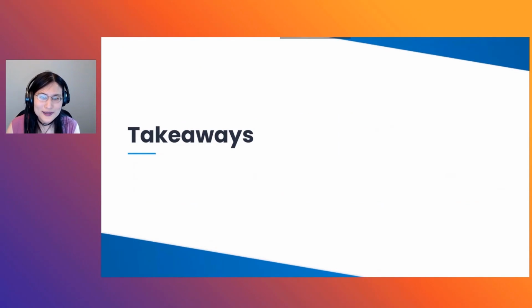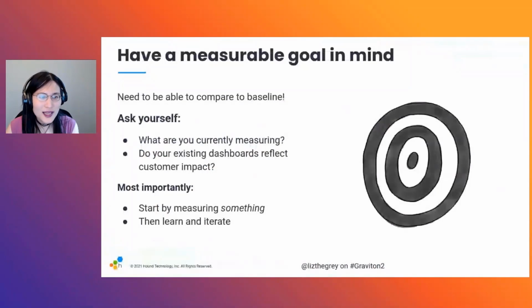So what are the takeaways for you as someone who's contemplating running Graviton2? Have a measurable goal in mind, right? You need to be able to benchmark against a baseline. You need to understand what you are measuring, and not just CPU percentage, right? But actually, what's your end user visible latency and what is your cost? Do your existing dashboards reflect customer impact, or are they just CPU dashboards? So start by measuring something and then learn and iterate.